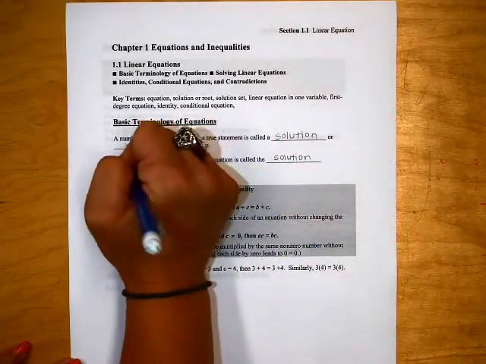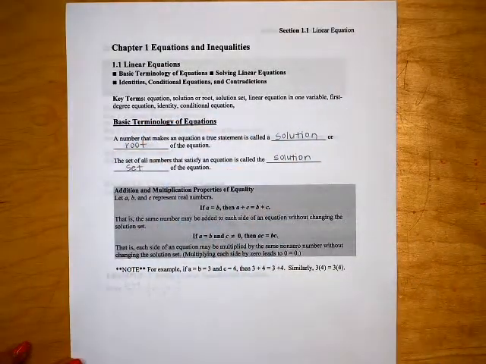The solution set. When we're solving equations, we have the addition and multiplication properties of equality, and these properties state that if you add the same number to both sides or subtract the same number from both sides, then you have not changed the equality. That's what we're going to use, the addition and multiplication property of equality, to solve these equations.